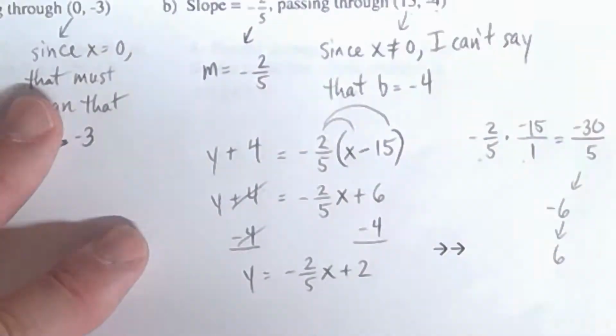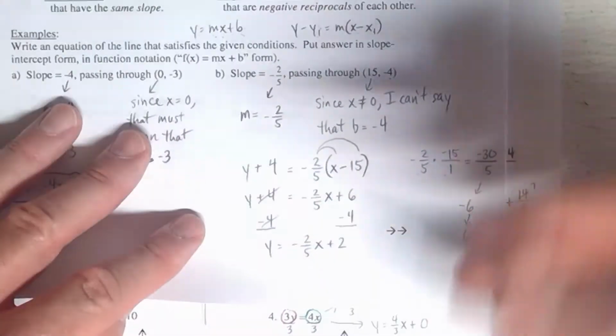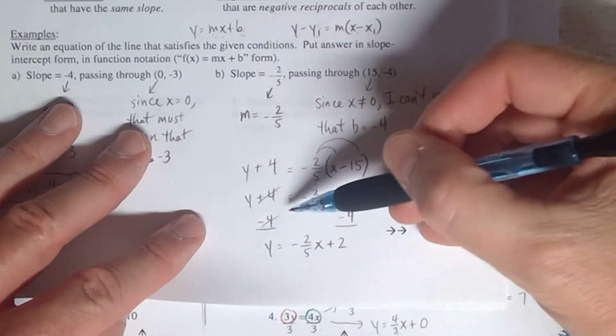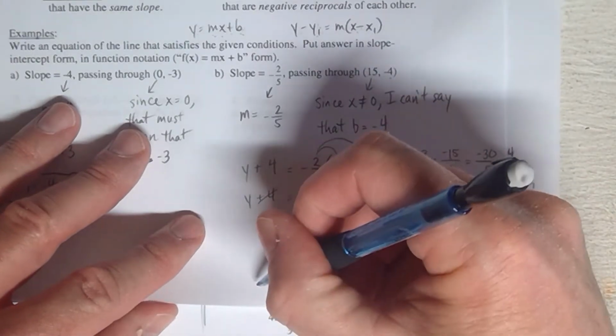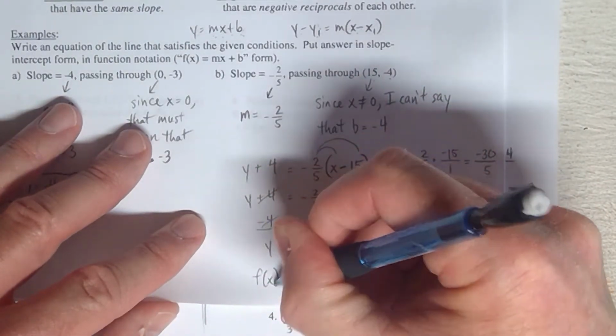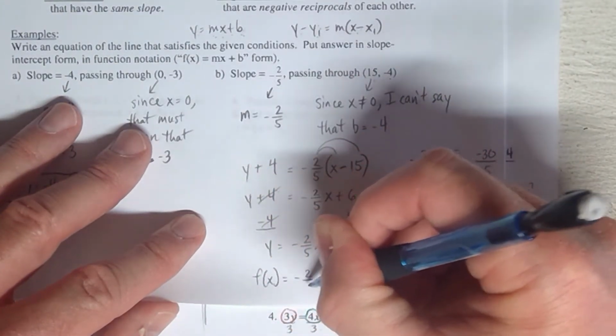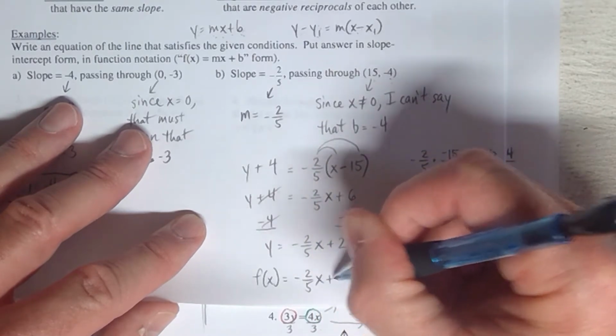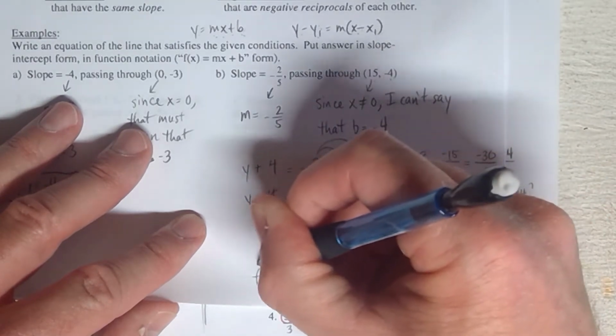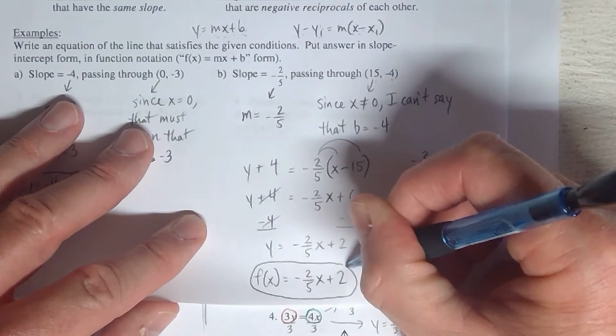Now that I've got it in the correct form here, y equal to mx plus b, I now need to, what? I need to put the f of x thing right there, like that. And then you're done. Okay?